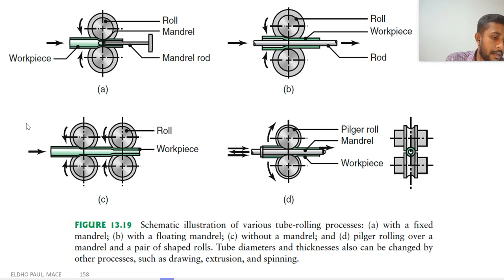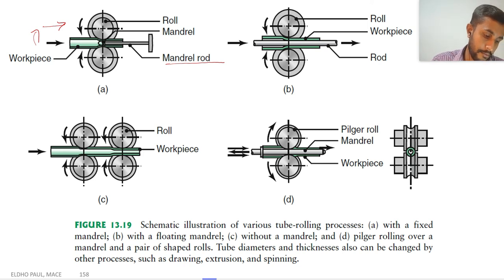Here we use a mandrel in this process. These two rollers are rotating, and this is the workpiece. The workpiece is moving in the forward direction, and at the same time it is rotating periodically. And this is another one with a floating mandrel. The mandrel is floating. And the third one is plunger rolling over a mandrel and a pair of shaping rollers. Here we use a pair of shaping rollers.